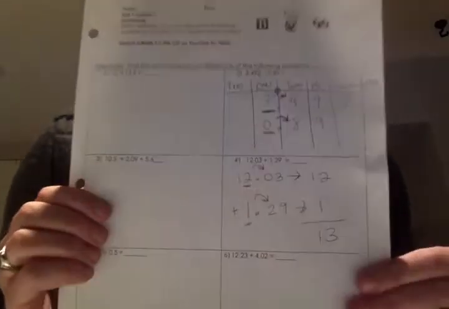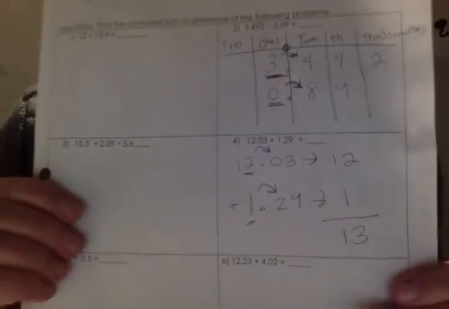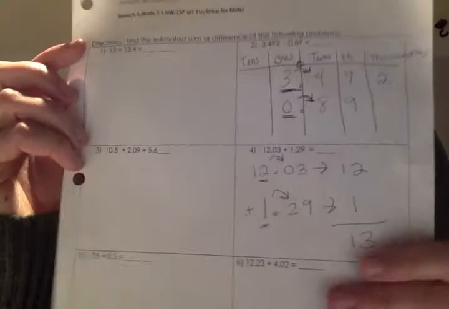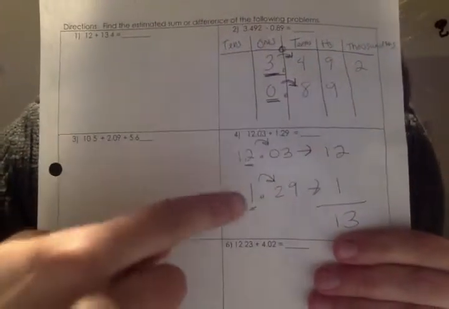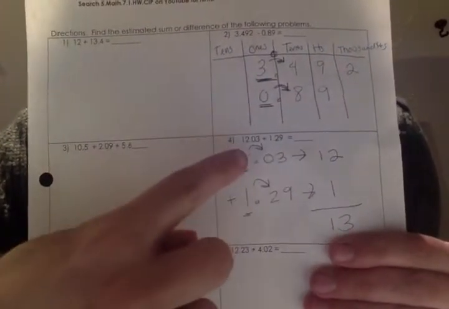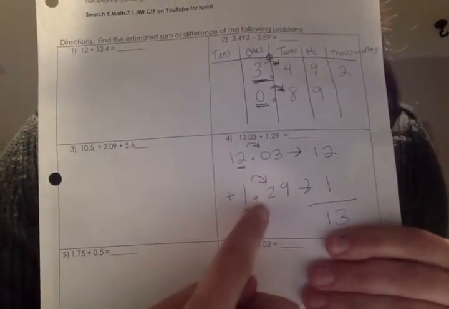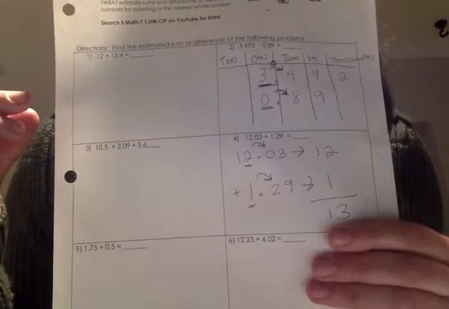If you are comfortable with rounding and you don't need to use a place value chart, you're a rounding expert, you might say, then you can do it the way I did on number 4. So here I just wrote the problem vertically. It's an addition problem. I have 12 and 3 hundredths plus 1 and 29 hundredths.